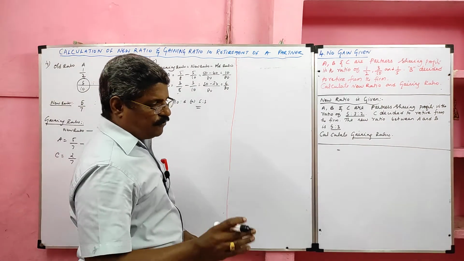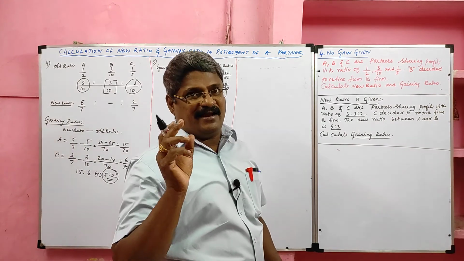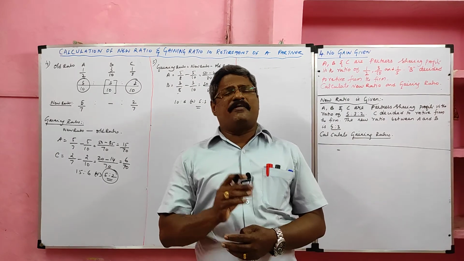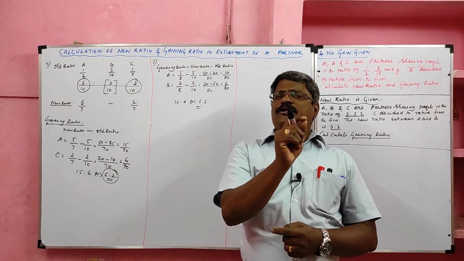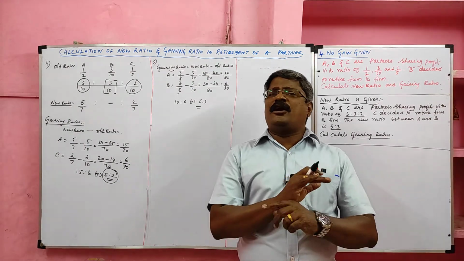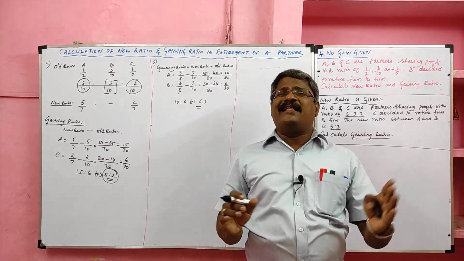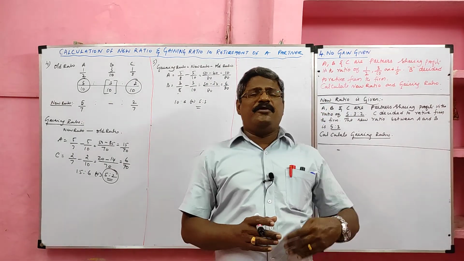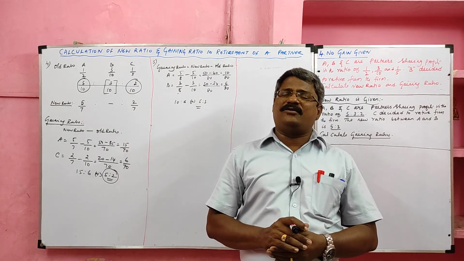Students, there are 4 cases: equal gain, unequal gain, entire gain, no gain given. For the first 3 cases, we can find the new ratio by using the formula old ratio plus gaining ratio. In the fourth case, when no gain is given, we need not use any formula. By deleting the retiring partner's share, we get the new share of the continuing partners. Then in the last one, when the new ratio is given, we have to find the gaining ratio directly.